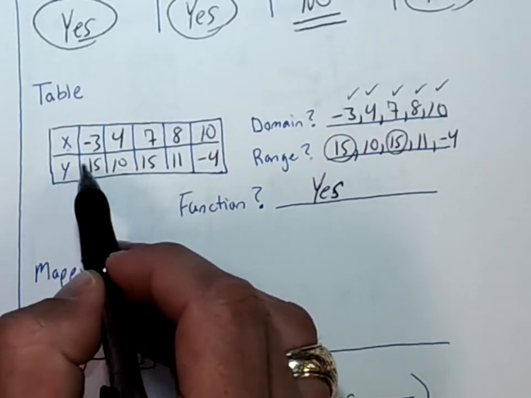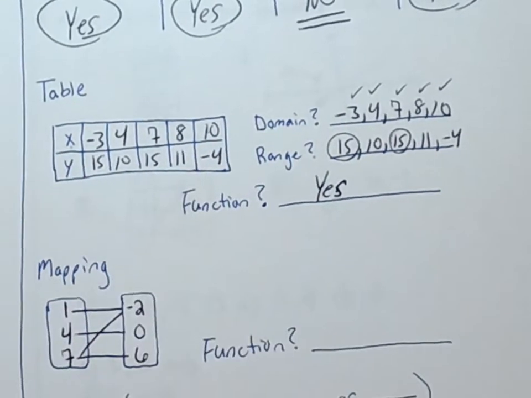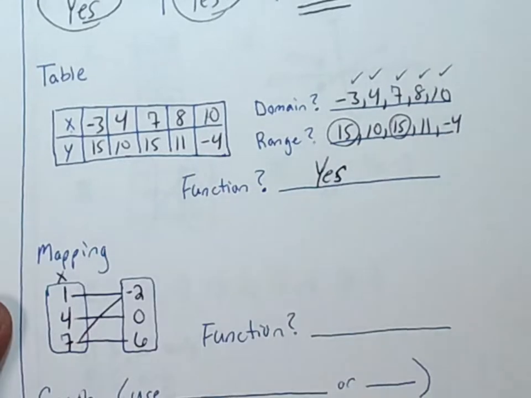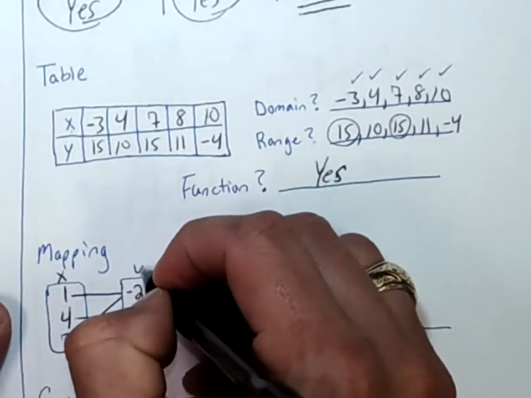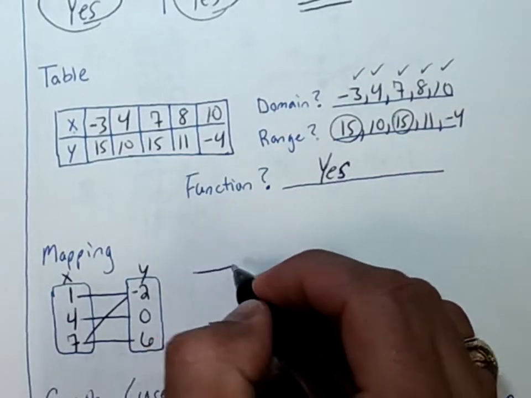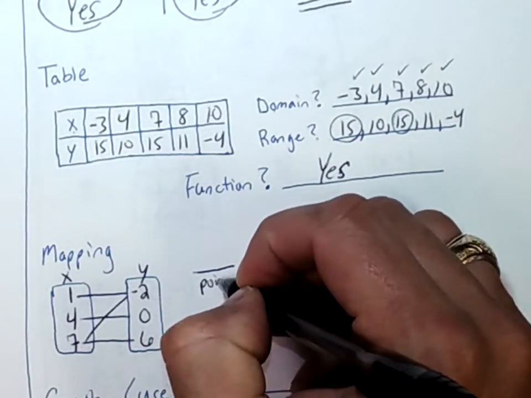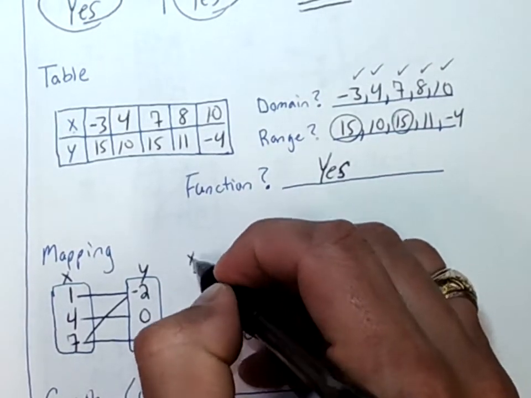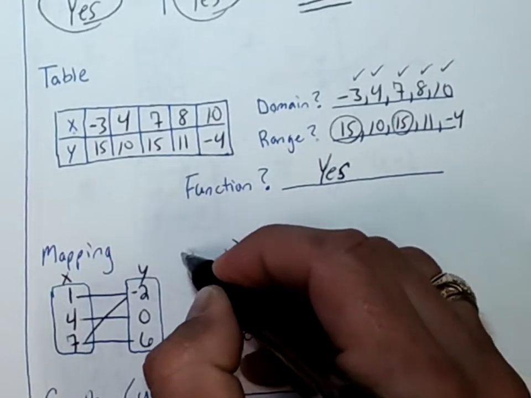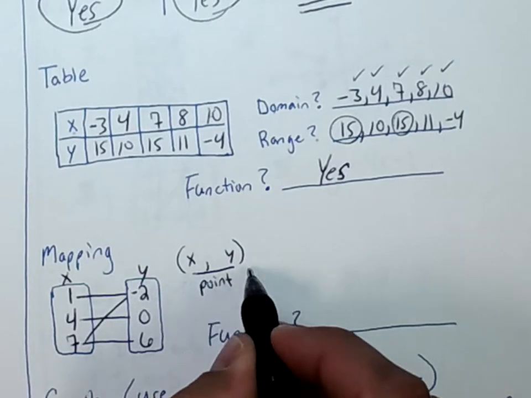The second row or the second column is always the y. No different in mapping. This first column is going to represent the x or the domain. The second one's going to be the y. And every line is a point where it starts off as the x, where it starts, comma, where it ends is the y, and that's how I get my point from left to right.